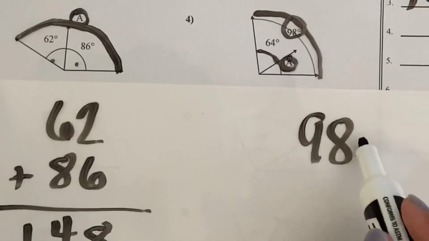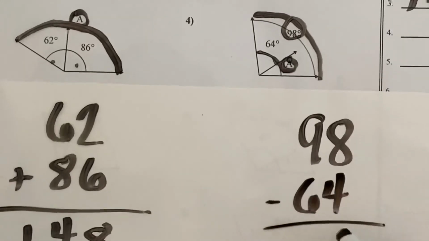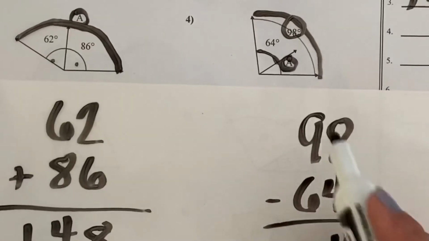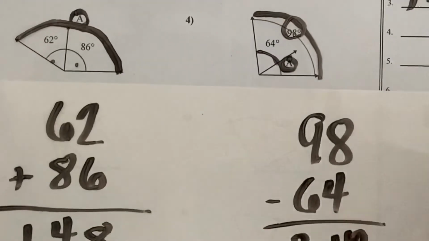So I've got my total, 98 degrees. I'm going to subtract what I know. 8 take away 4 is 4, 9 take away 6 is 3. That means that my mystery angle A is 34 degrees.